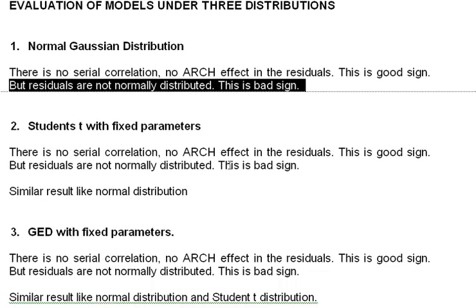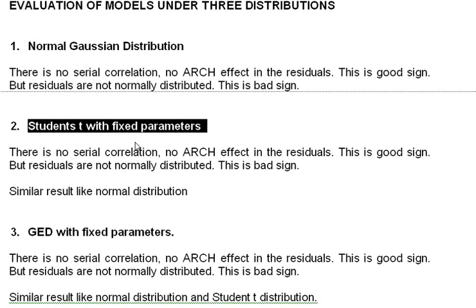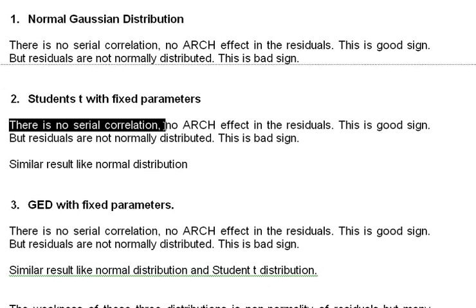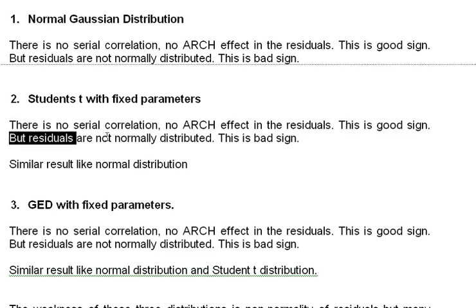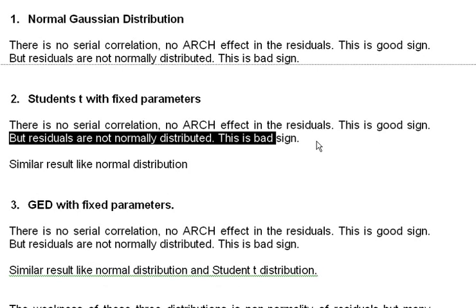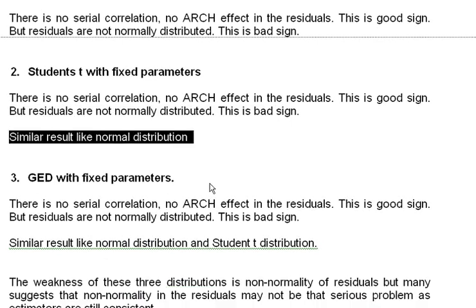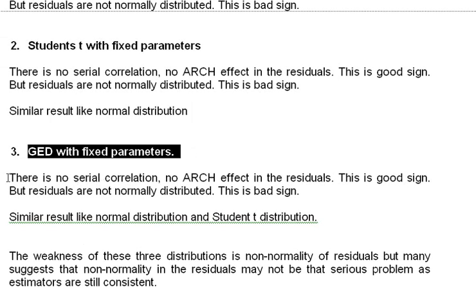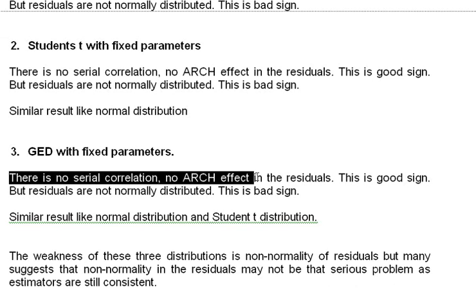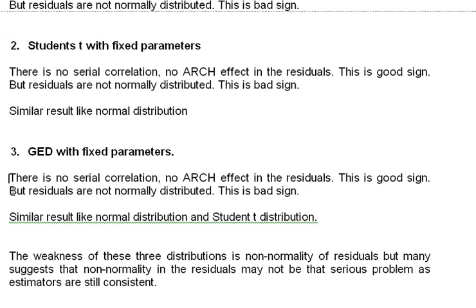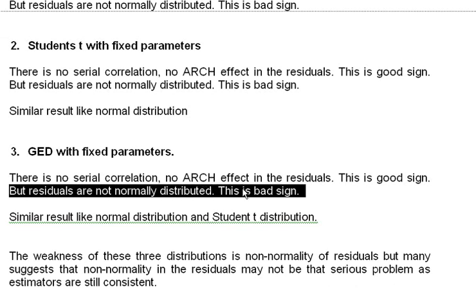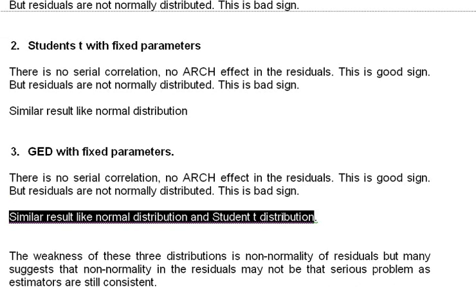Then student's T with fixed parameters. What is the outcome? There is no serial correlation, no ARCH effect. So this one is a good sign. But the problem is that residuals are not normally distributed. So that is a bad sign as before. Similar result like normal distribution. And what about the third distribution? There is no serial correlation, no ARCH effect. That is a good sign. But again, the same thing has happened. Residuals are not normally distributed. So that is a bad sign, similar to the normal and student T distributions.